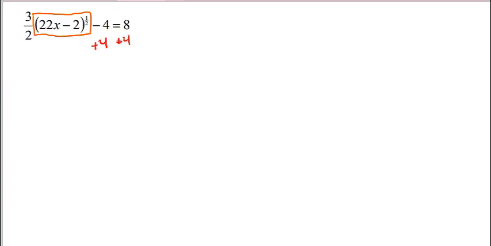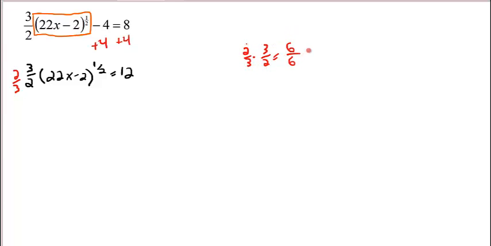So we're going to end up with 3 over 2 times 22x minus 2 to the 1/2 power, and that's going to equal 12. Now we need to get rid of this 3 over 2, so we can multiply it by the reciprocal, which will be 2 over 3. And if I do that over here on the left, 2 over 3 cancels out 3 over 2 because 2 times 3 is going to be 6, and then 3 times 2 is going to be 6, which is just 1. So that's why all that cancels out.